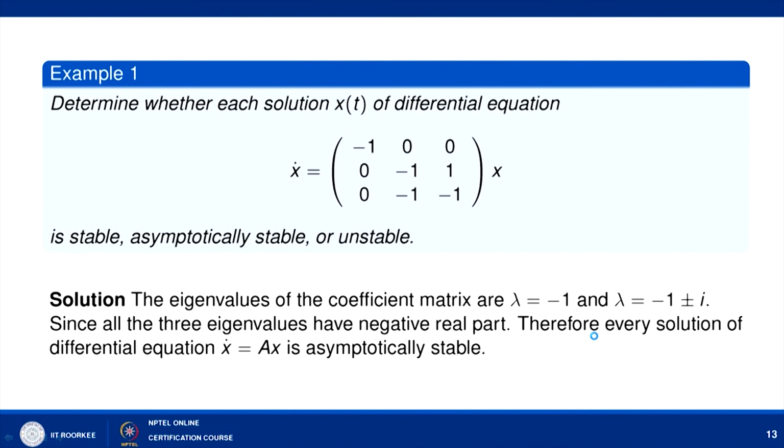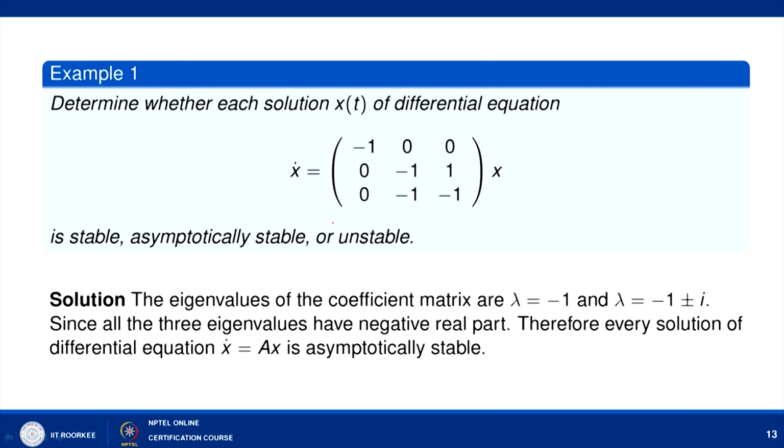Now, let us consider an example based on this. The first example: determine whether each solution x t of the differential equation x dash equal to A x, where A is given as the matrix with rows (minus 1, 0, 0), (0, minus 1, 1), (0, minus 1, minus 1), is stable, asymptotically stable or unstable. Here we want to see whether each solution is stable or otherwise. As we discussed in the previous theorem, this can be determined if we know the eigenvalues of the coefficient matrix A.